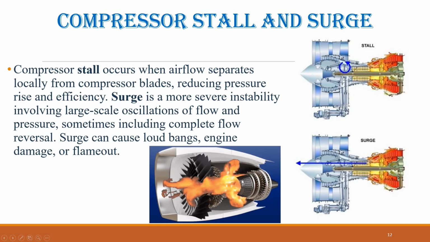Real aircraft have experienced compressor stalls due to inlet distortion, rapid throttle movements, or aggressive maneuvers. Early jet fighters, such as the F-14 Tomcat, suffered from stall issues during high angle of attack flight. Modern aircraft mitigate these risks using variable stator vanes, bleed air systems, and digital engine control systems such as FADEC, which continuously adjusts engine parameters to maintain stability.